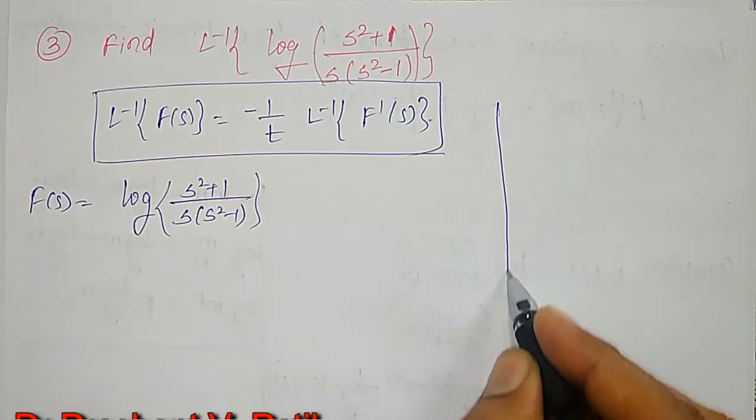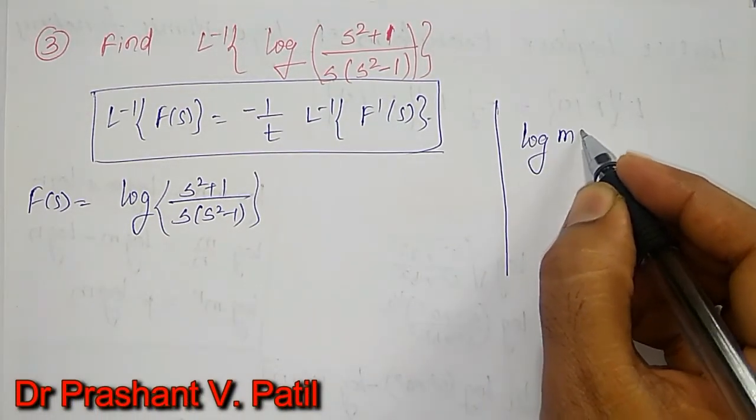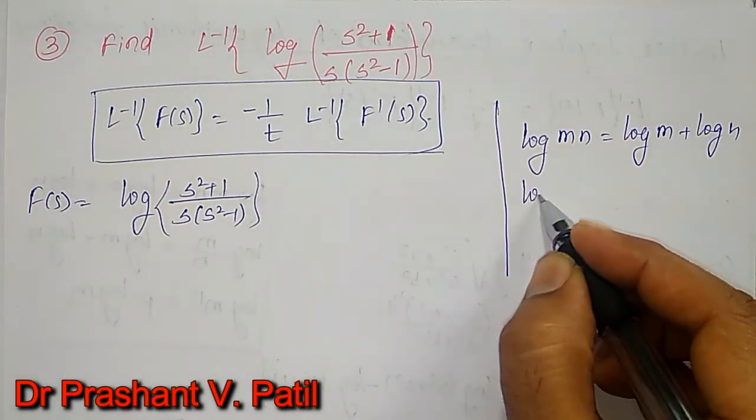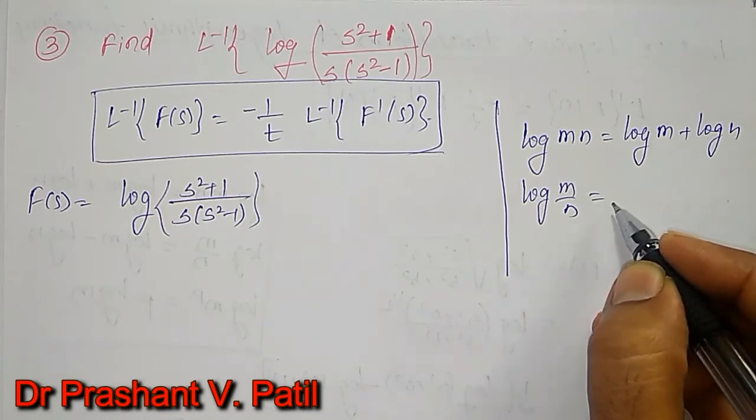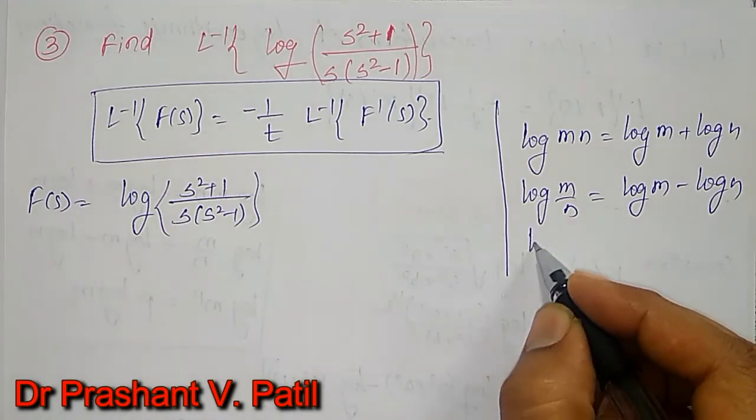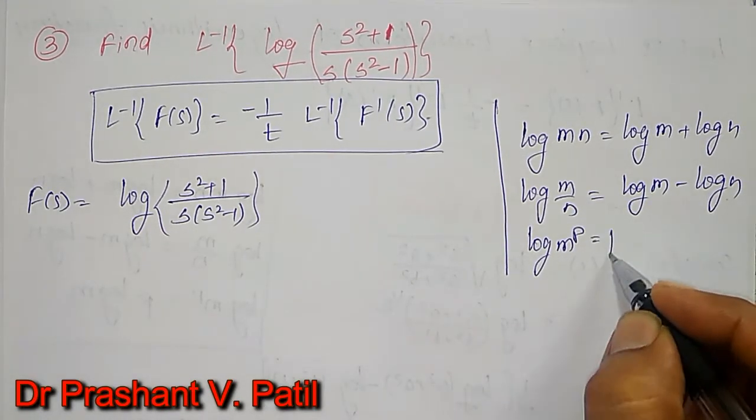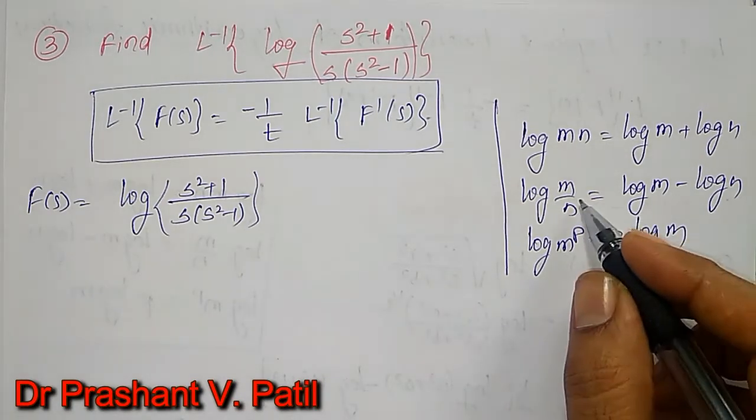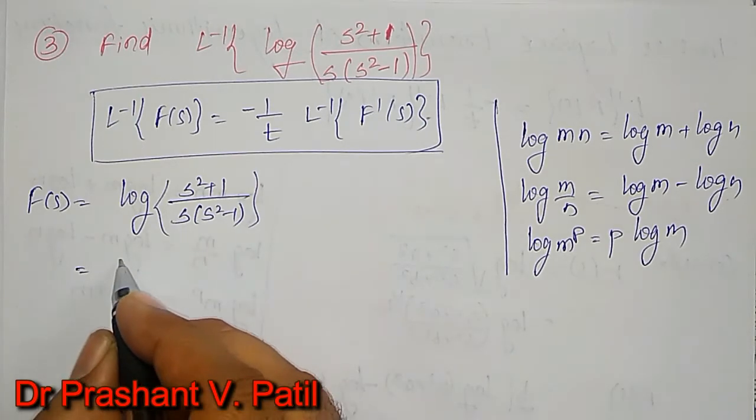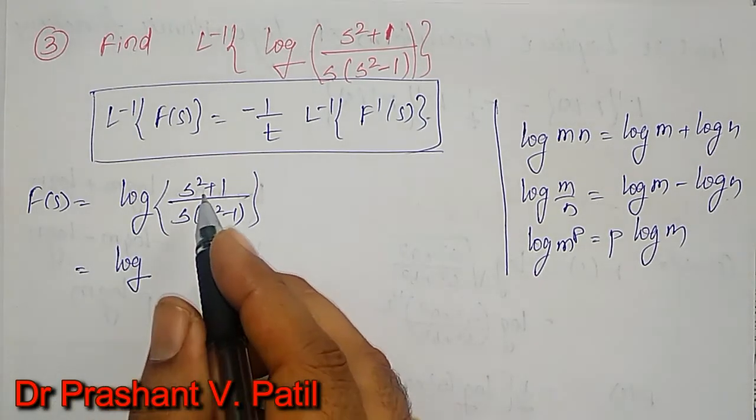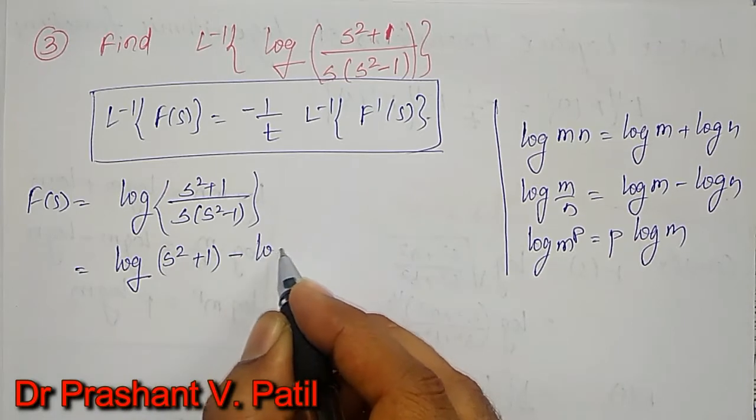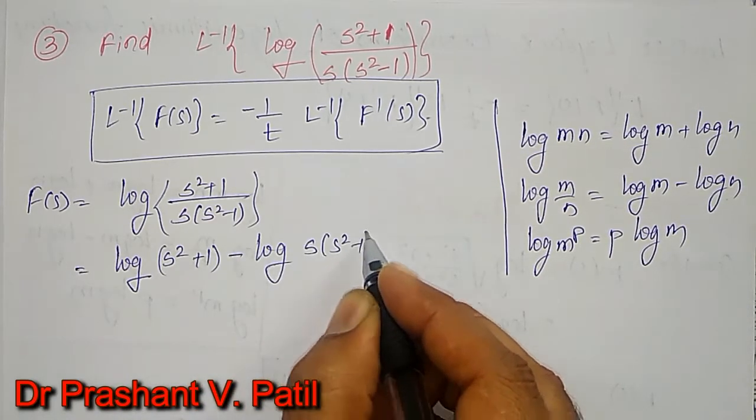That's why I will use the properties of log. Log of m into n is equal to log m plus log n, log of m by n is log m minus log n, and log of m to the power p is p into log m. Using the second property, I can split it as log of s square plus 1 minus log of s into s square minus 1.